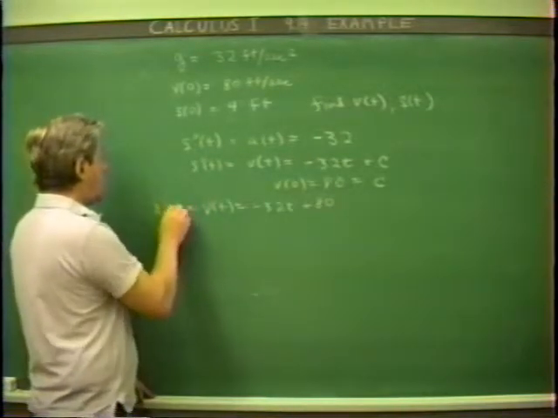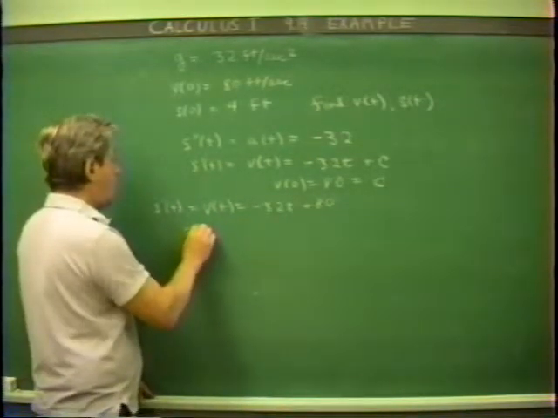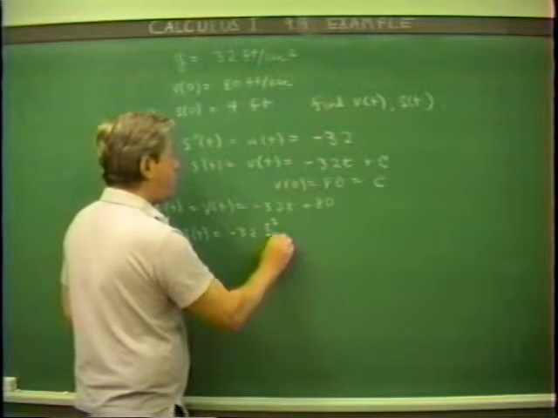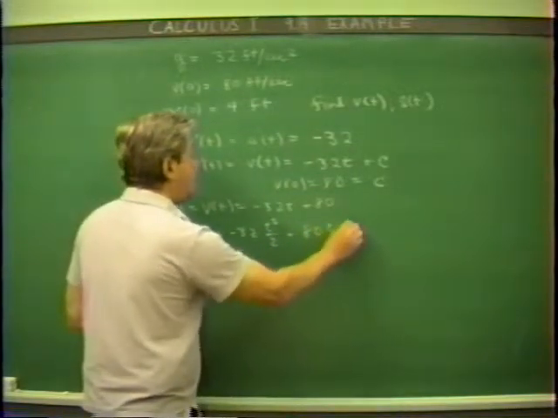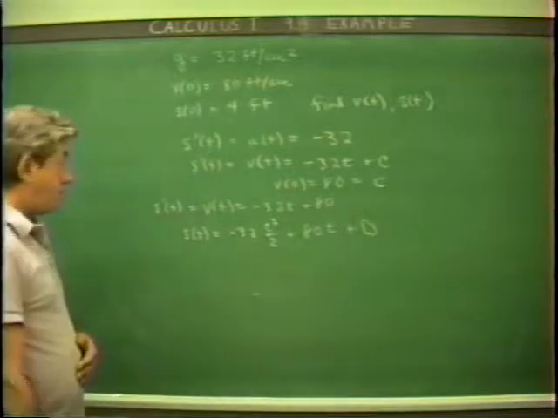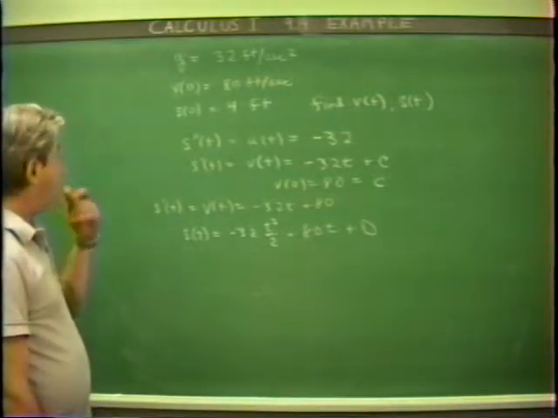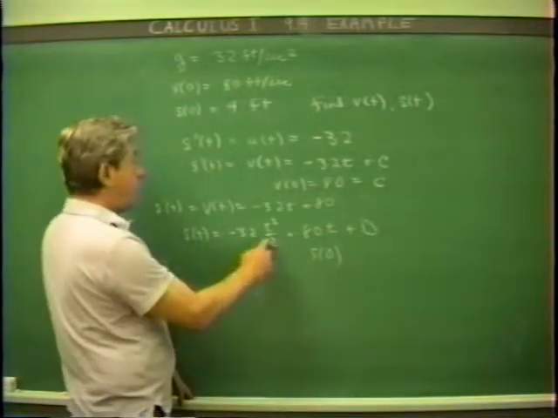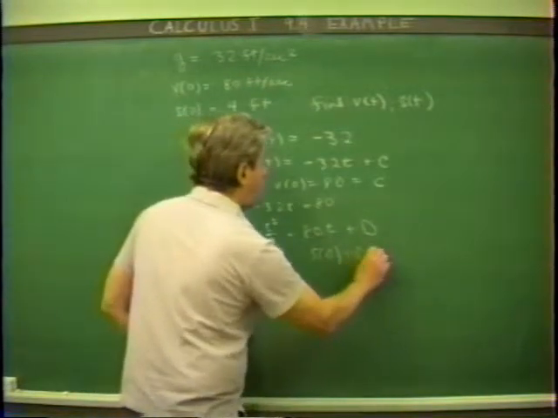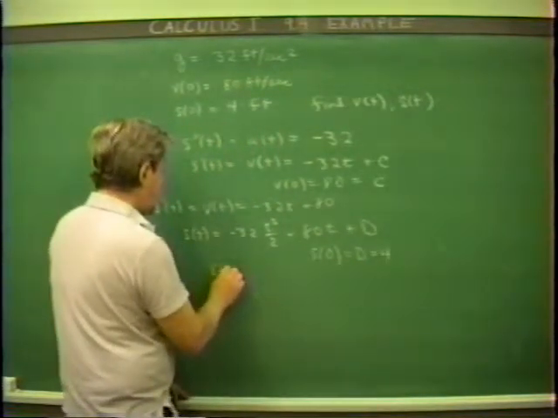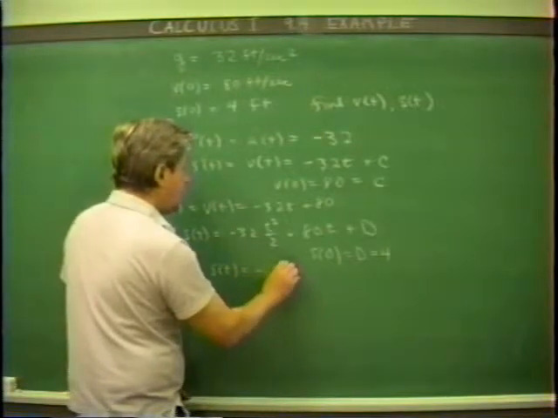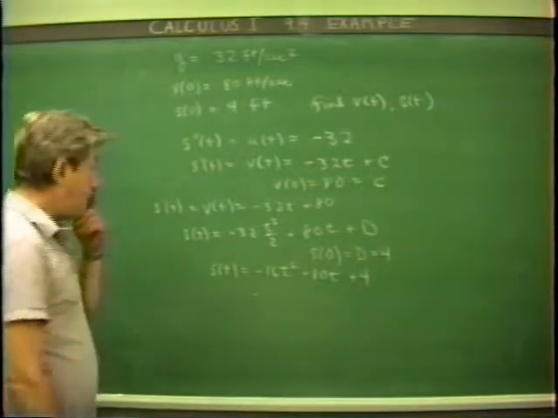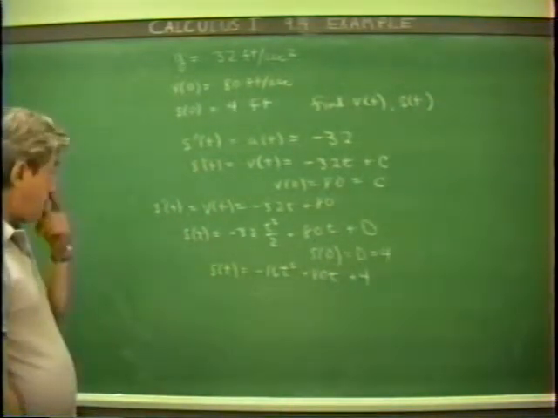Now, this is S prime of t. So from this we can find out what S of t is. It's going to be equal to minus 32 t squared over 2 plus 80t plus another constant. And we know that S of 0 is 4, and S of 0 from this is equal to b, so that consequently S of t is equal to minus 16t squared plus 80t plus 4. Okay.